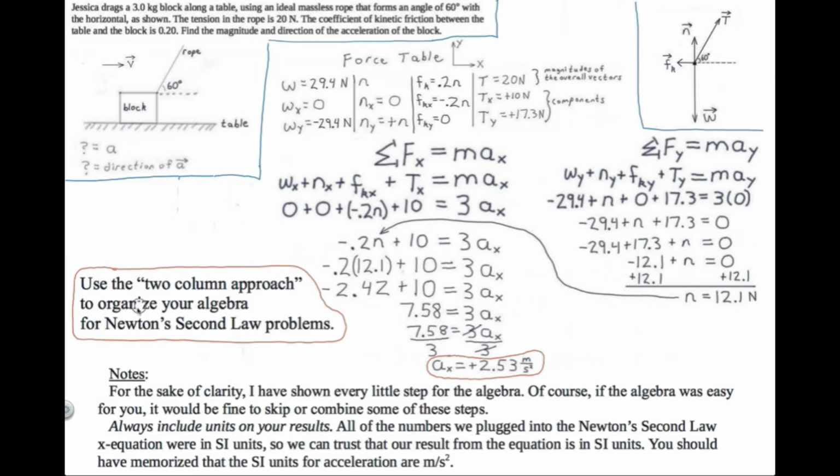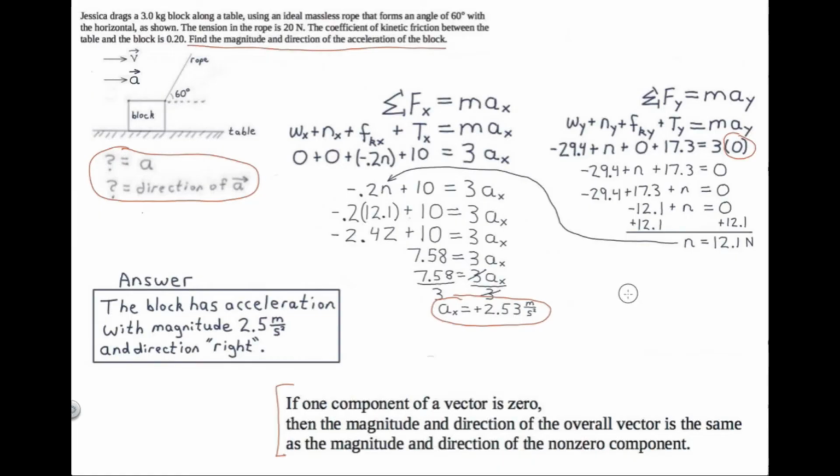This helps us to keep our math organized, so you should imitate this 2-column approach in your own work on Newton's second law problems. Now we're ready to answer the question. We've determined a sub x and a sub y, the components of the acceleration. The question is asking for the magnitude and direction of the overall acceleration vector. But since a sub y is 0, we know that the magnitude and direction of the overall acceleration vector will be the same as the magnitude and direction of a sub x.